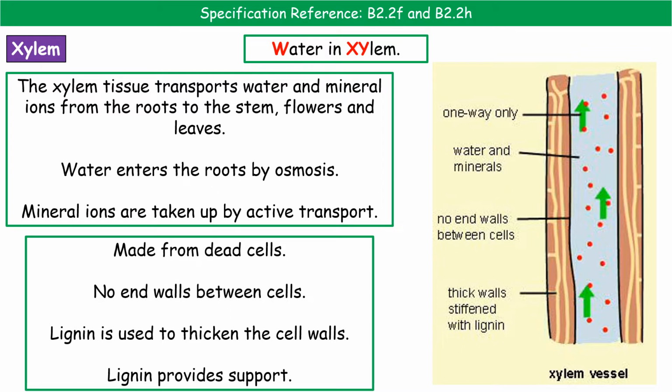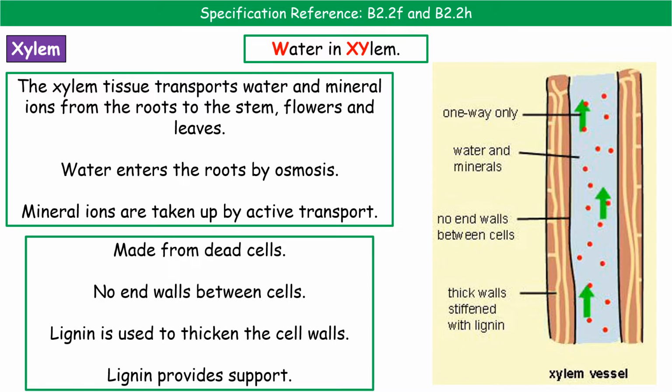In terms of the direction of movement, the xylem is going to transport water from the roots up the stem to the leaves. So it's got this one-way movement from the roots moving up the plant. Water is going to enter our plant through the roots by the process of osmosis, which we looked at in our previous booster, and the mineral ions will be taken up by the process of active transport. Again, if you're not 100% certain on those, do go back and revisit them.